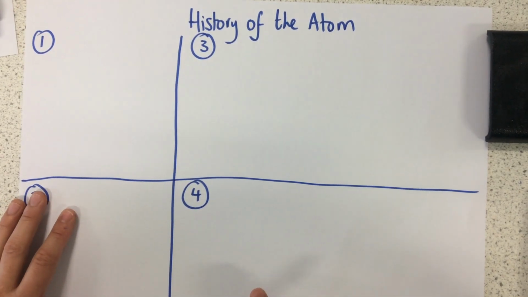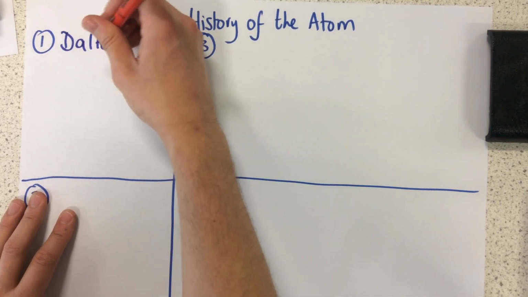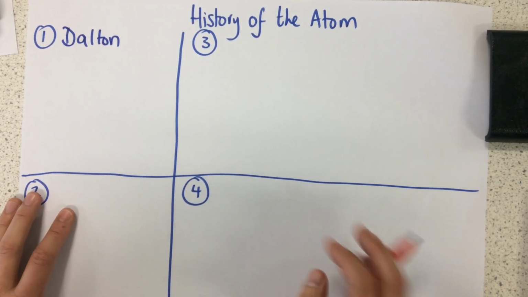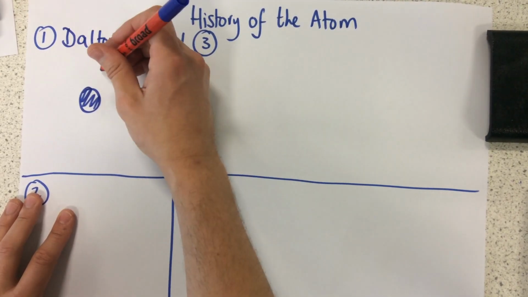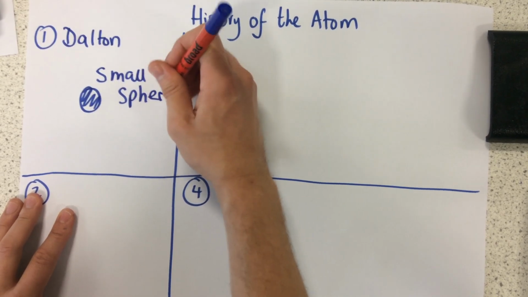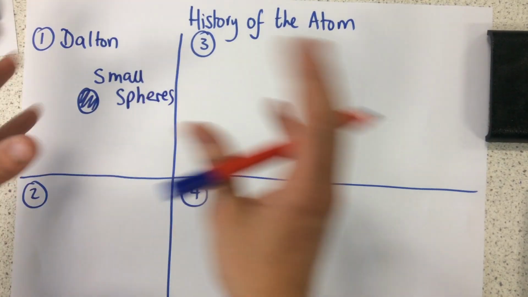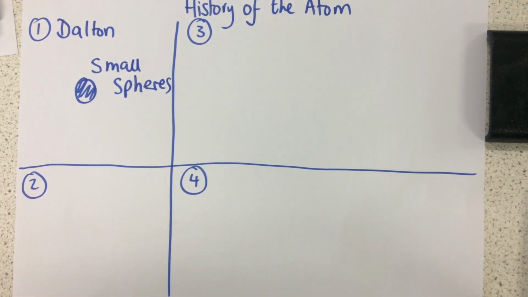So a long time ago, a guy called John Dalton came up with the first proposed idea of an atom. His idea was that they were just made of simple, small spheres. So they were essentially just these little spheres that made up everything. So that was the first one, Dalton's model.